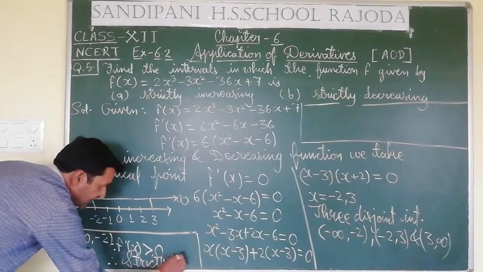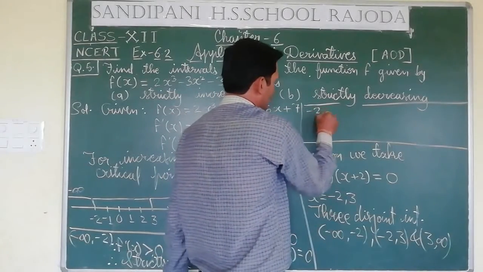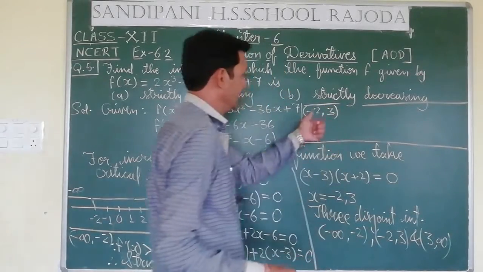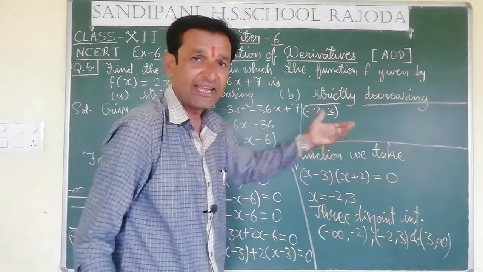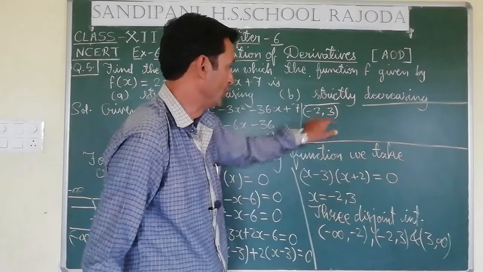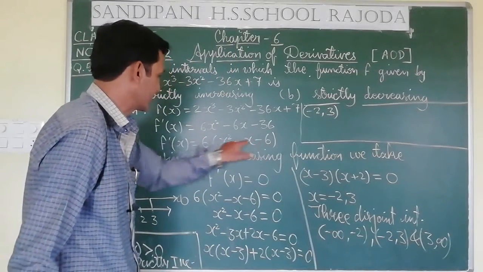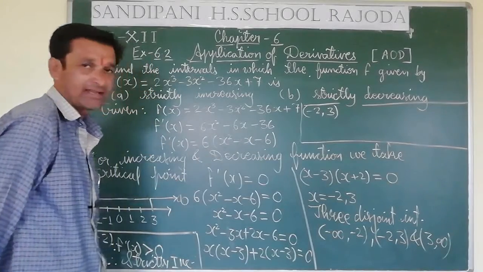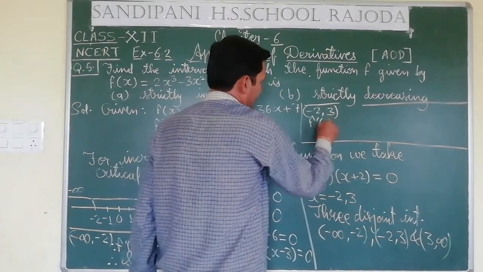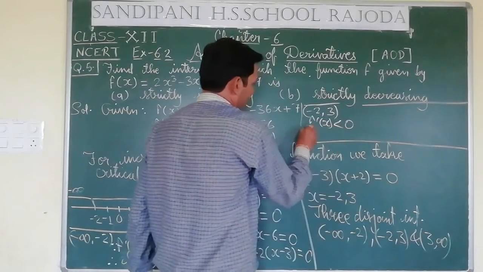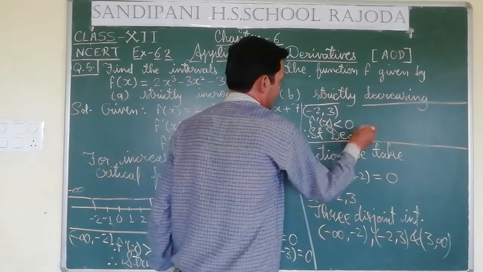Strictly increasing. Now let us check this interval, minus 2 to 3. Between minus 2 and 3 I can take any value, so I am taking 0. Suppose I take 0, then this will become 0 and this will become 0, so it will become minus 6. Minus 6 into 6 is minus 36, which means f dash x is negative here. So f dash x is less than 0, therefore it is strictly decreasing in this interval.